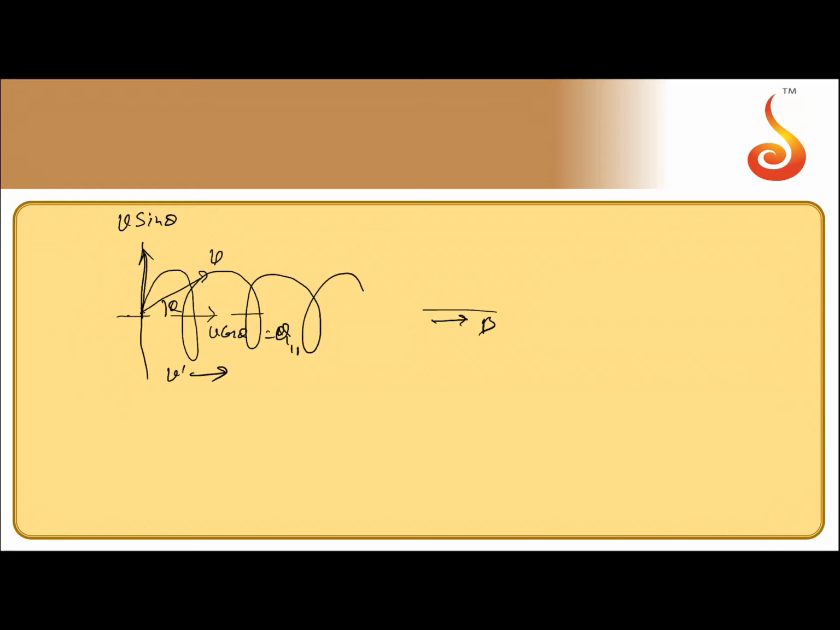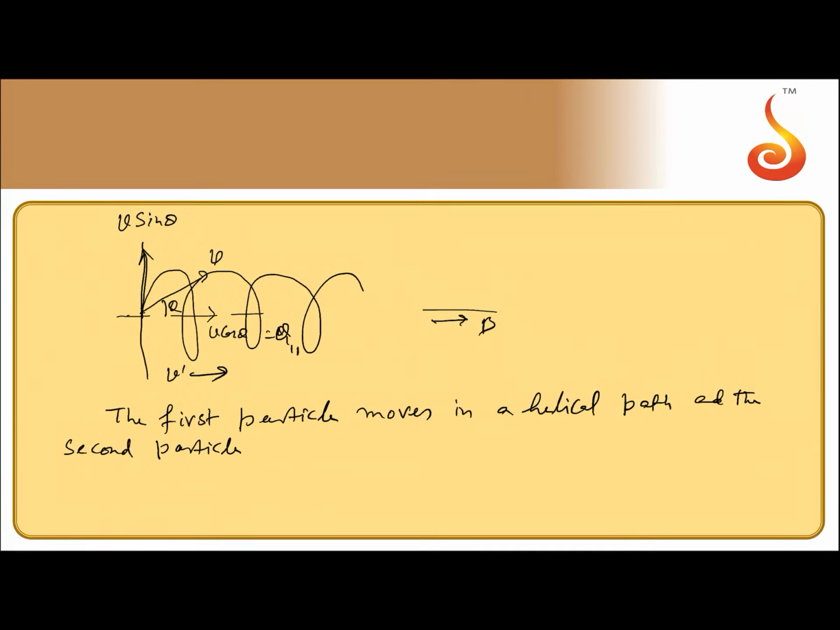So we can say that the first particle moves in a helical path and the second particle moves linearly along the field.